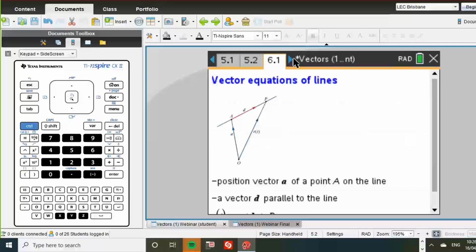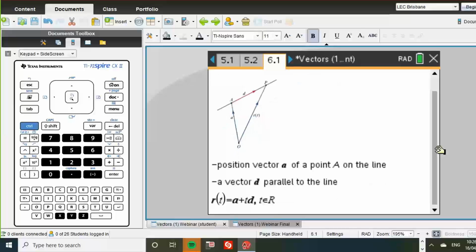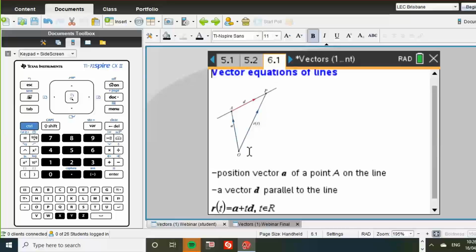Okay. Now let's look briefly at vector equations of lines. Basically, we're defining r(t) to be the sum of a position vector OA, or vector A, of a point A on the line, and also a vector D, which is parallel to the line. So in other words, vector r(t) is equal to vector A, which is a position vector, plus a real parameter t times the direction vector D.